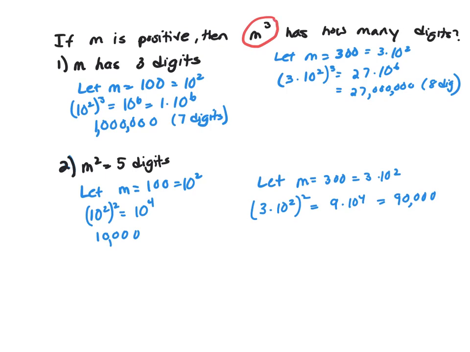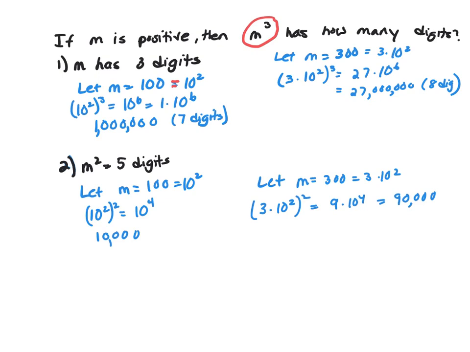So in clue 1, m has 3 digits. So you've got to choose a number that has 3 digits. Okay? So I chose 100 because it's nice. So let m be 100. But I don't want to cube 100. So I changed the scientific notation. Well, I broke it down.